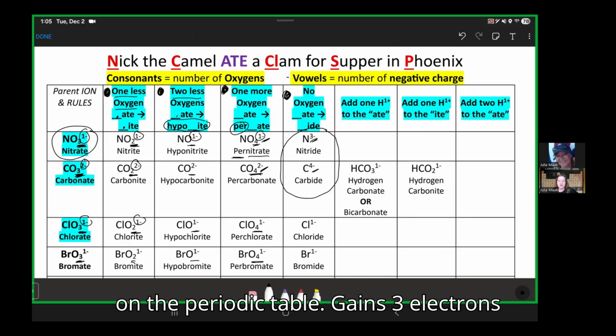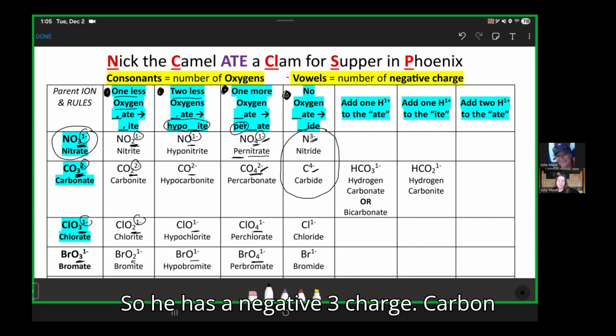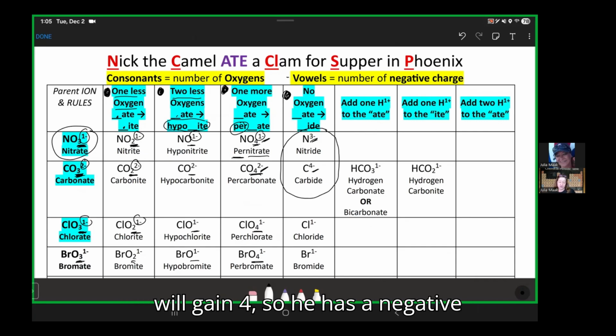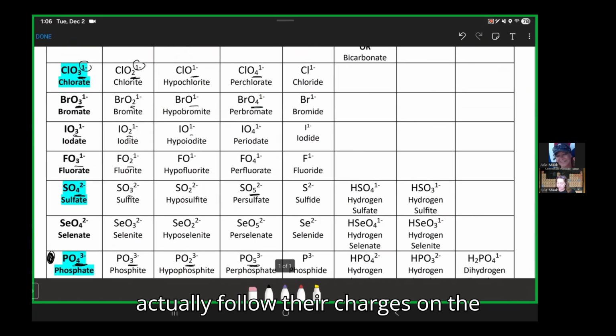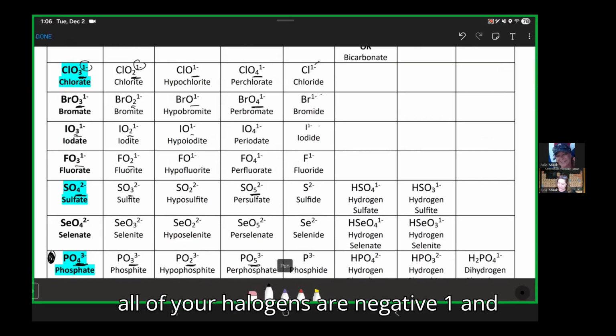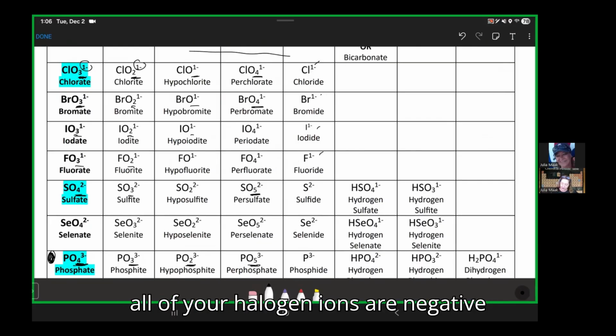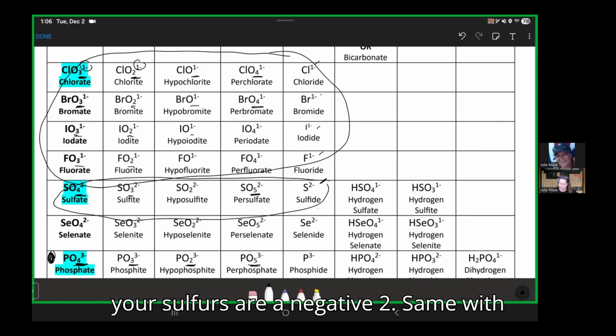And nitrogen on the periodic table gains 3 electrons to be perfect like a noble gas, so it has a -3 charge. Carbon will gain 4, so it has a -4 charge, okay? The rest of them actually follow their charges on the periodic table. All of your halogens are a -1, and all of your halogen ions are a -1. Your sulfide on the periodic table is a -2, sorry. All of your sulfurs are a -2, same with selenium.